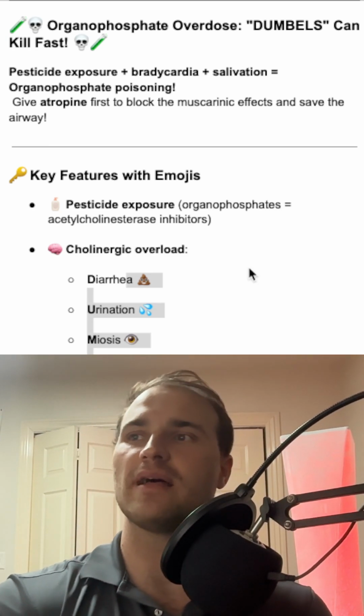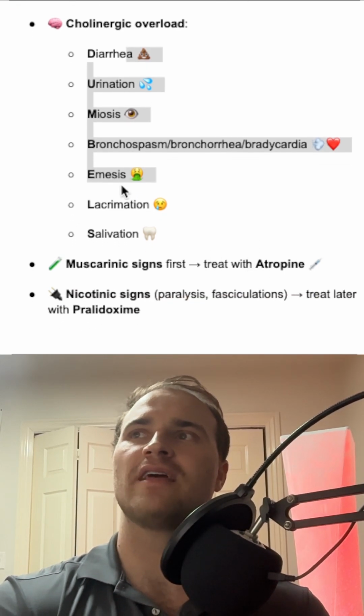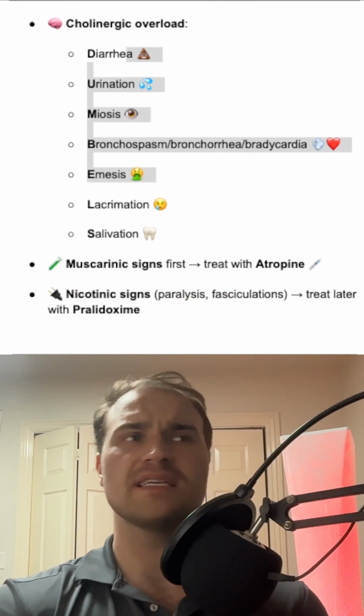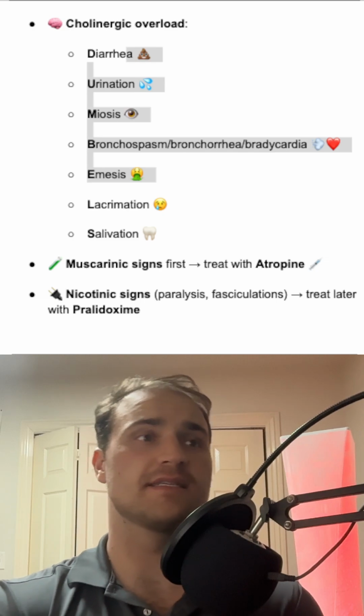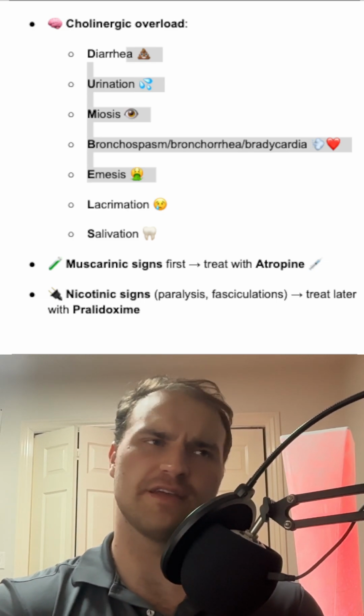And so that's why we have DUMBBELS, right? Because all of these are going to have a cholinergic overload. Diarrhea, urination, miosis, bronchospasms, emesis, lacrimation, and salivation, or salvation as you prefer.